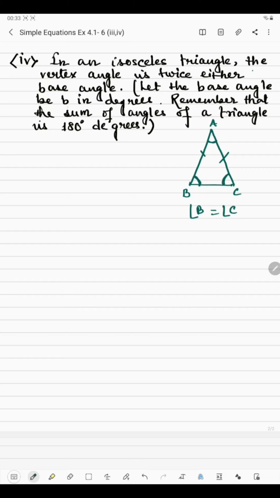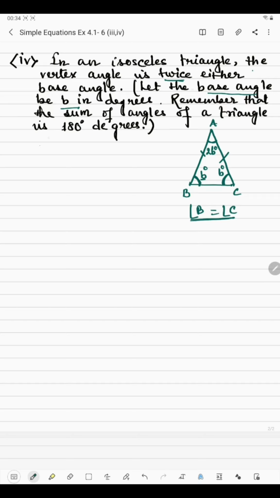Now let the base angle be B degrees. Here it is said that the base angle is B degrees. So if this is B degrees, then this angle C is also B degrees. Why? Because these two angles are equal. If angle B is B degrees, then angle C also will be B degrees, right? And it is said that the vertex angle is twice. Twice means double of the base angle. So if the base angle is B degrees, then the vertex angle will be 2B degrees, right?